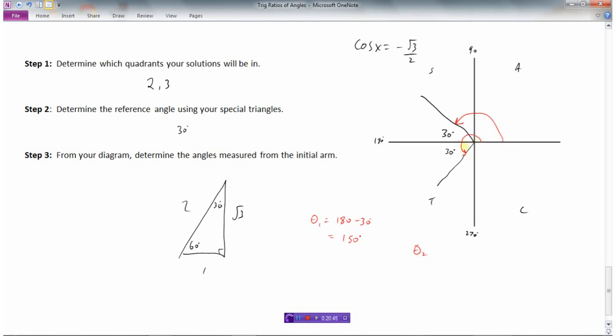And my second answer would be the one that would go to this terminal arm. And how can I get that? Well, I know to here is 180, and I need to do another 30 degrees, so that's 180 plus 30 more degrees. That's 210 degrees. So that's how we use the trig ratios and a little sketch to determine the angles.